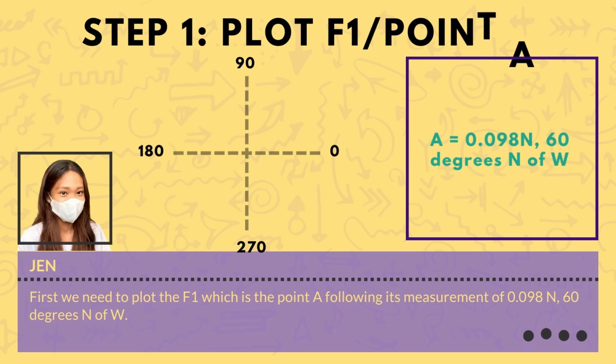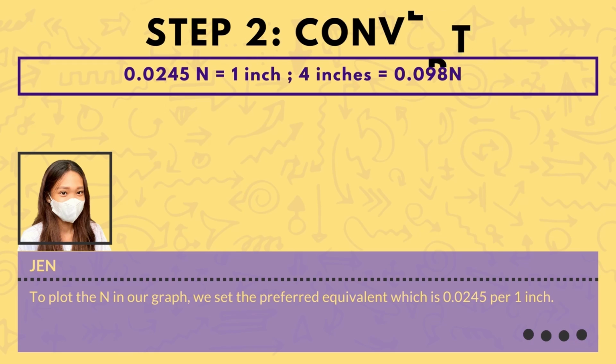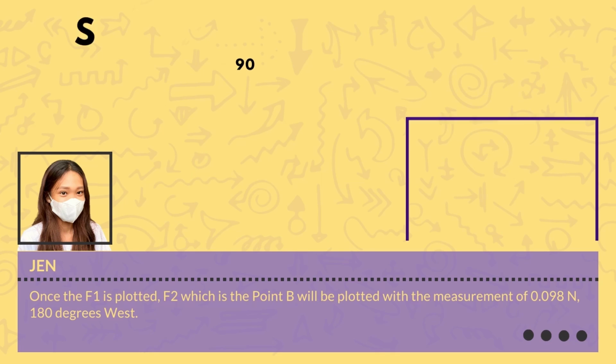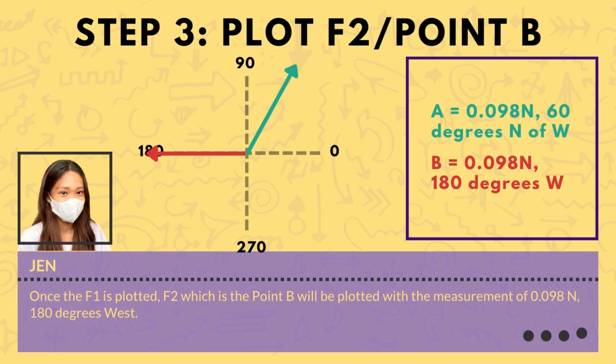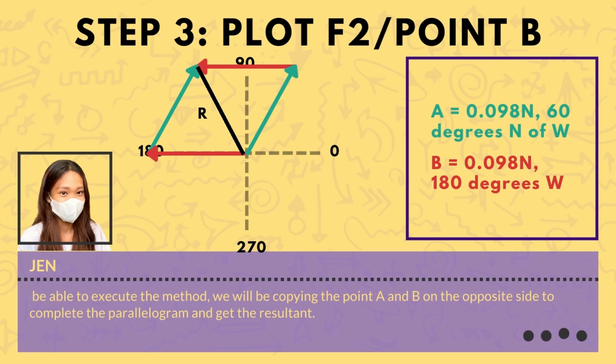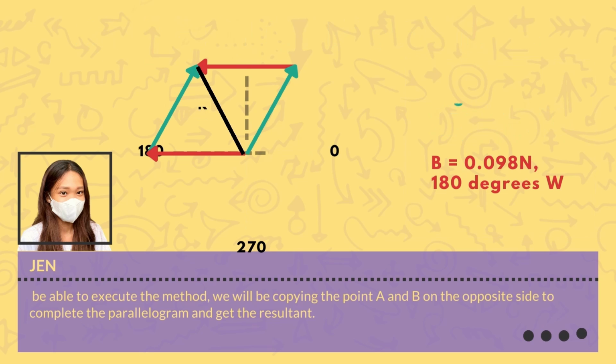First, we need to plot F1, which is point A, following its measurement of 0.098 newtons, 60 degrees north of west. To plot the newtons in our graph, we set the preferred equivalent, which is 0.0245 per 1 inch, while the angle will be based on the protractor. Once F1 is plotted, F2, which is point B, will be plotted with the measurement of 0.098 newtons, 180 degrees west. To execute the method, we will be copying point A and point B on the opposite side to complete the parallelogram and get the resultant.